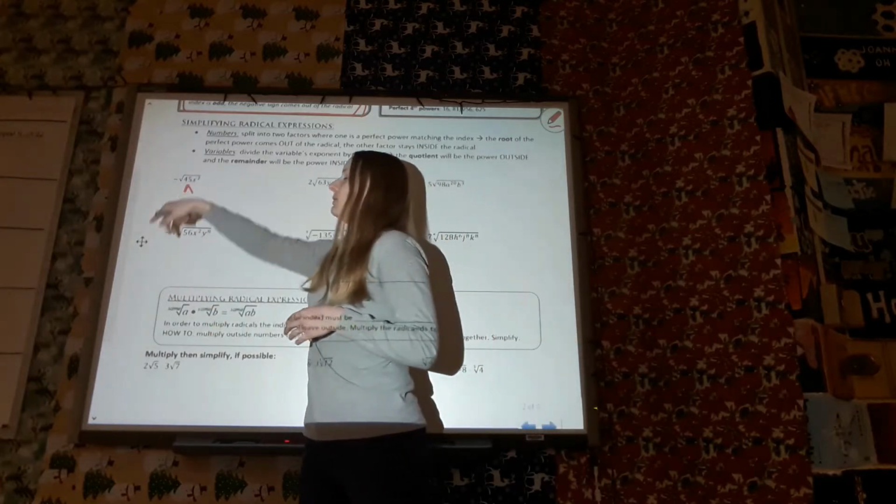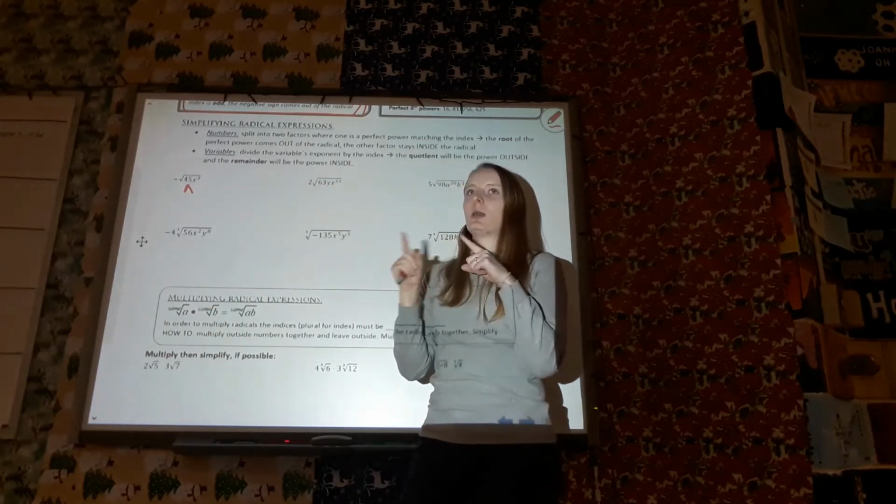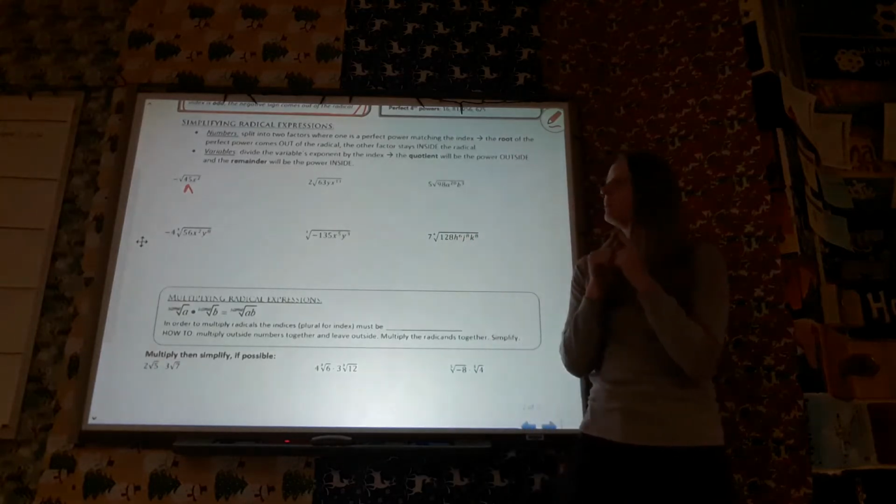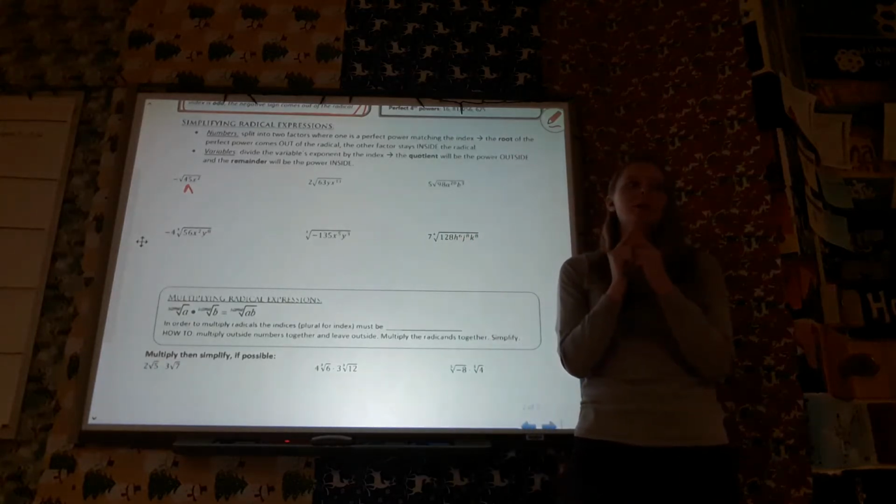So I'm going to split 45 into two numbers. Because it's a square root, I want one of the numbers to be a perfect square. What two numbers multiply to get 45, where one of them is a perfect square? 9 and 5.